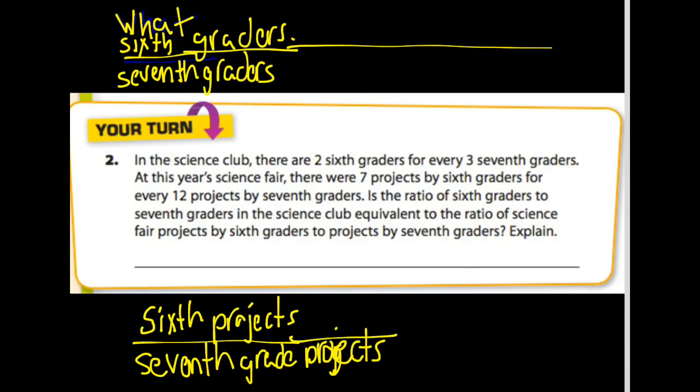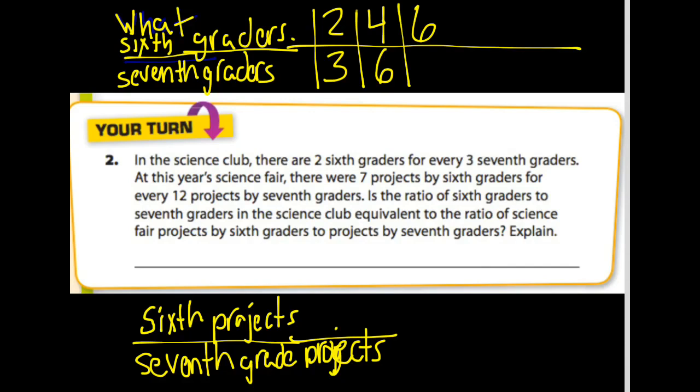So first I'm going to do the ratio for 6th graders to 7th graders. There's 2 6th graders for every 3 7th graders. So if I multiply 2 times 2, that would give me 4, and 3 times 2 would get me 6. If I multiply 2 times 3, that would get me 6, and 3 times 3 would get me 9. If I multiply 2 times 4, it would get me 8, and 3 times 4 would get me 12. I'm going to stop there, and I'm now going to do the table for projects.